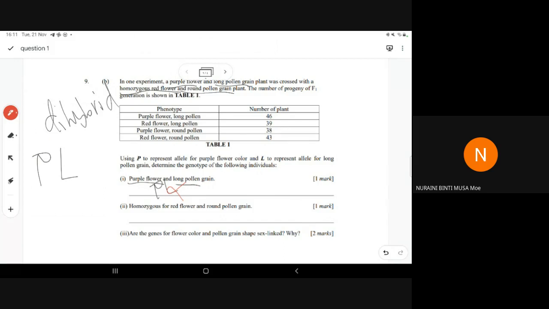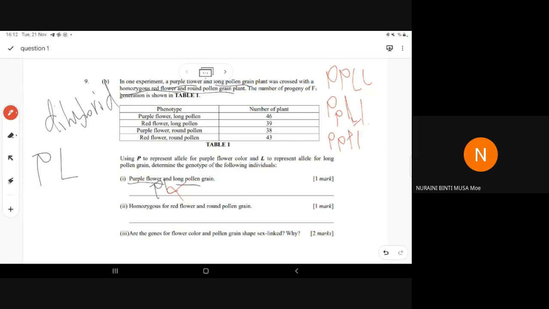If you have to do a genotype ada dua allele. So you mesti P, P, L, L. Dia tak boleh P dengan L sahaja. Kalau monohybrid dia P besar, P besar, P besar, P kecil, P kecil, P kecil. Kalau dihybrid, that means P besar, P besar, L besar, L besar. Right? P besar, P kecil, L besar, L kecil. Okay, P kecil, P kecil, L kecil, L kecil. So you have to write allele twice in a genotype.